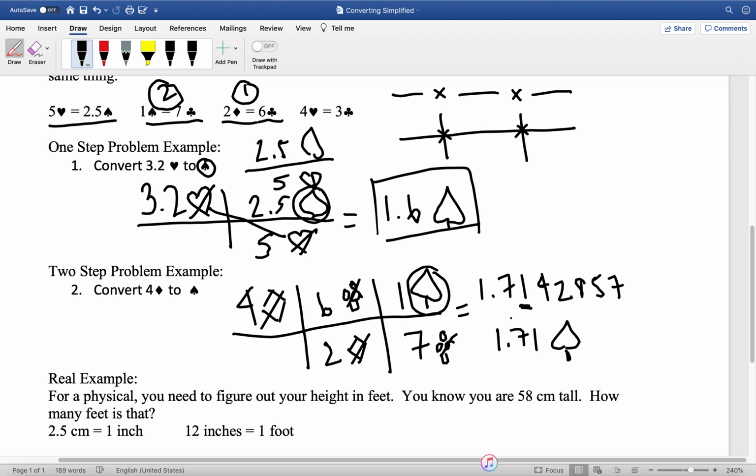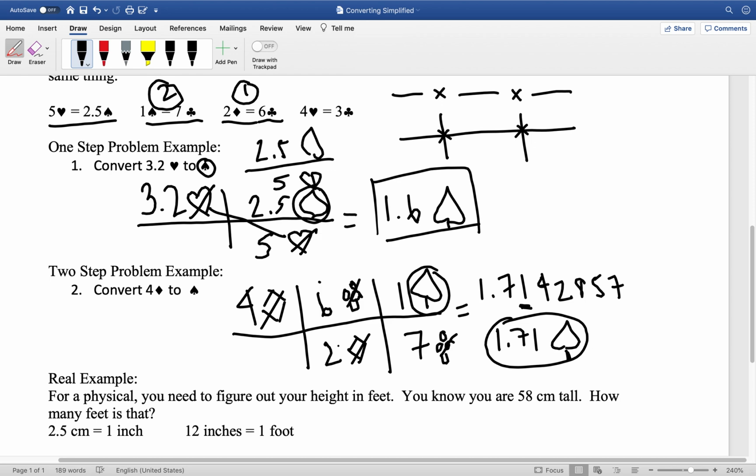And then that's my final answer. So again, the way that I put this in my calculator is I went 4 times 6, I hit my enter sign, and then I divided these two on the bottom individually. So 4 times 6, hit my equal sign, divided by 2, hit my equal sign, divided by 7. Again, it does not matter what order you put these in, as long as the stuff on the top gets multiplied and as long as the stuff on the bottom gets divided, you should be good.